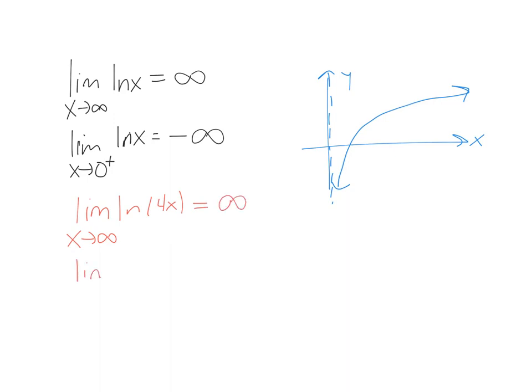Or maybe we have the limit as x approaches 0 from the right of negative ln x. Now we know our transformations of functions, and we know that this means that our function is reflected over the x-axis. So this graph is now going to look something like this, and as x approaches 0 from the right, now instead of going to negative infinity, we're heading to positive infinity.